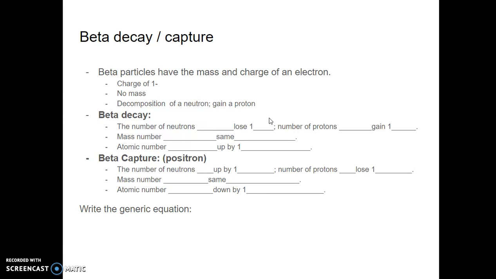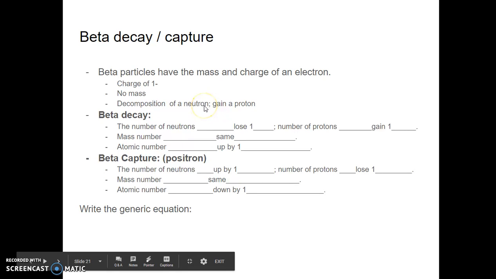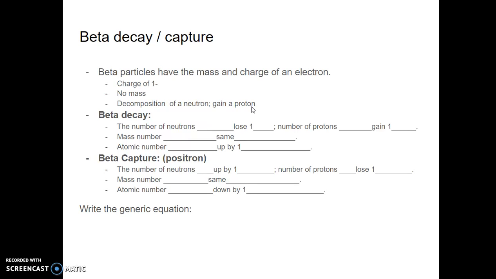So beta decay, beta capture. Beta particles have the mass and charge of an electron, so they have a charge of -1, and they have essentially no mass. So they're really not going to have much effect on the mass, because if you decompose a neutron, you lose 1 in the mass, but you gain a proton, so you gain 1 in the mass. So your mass number isn't going to change.